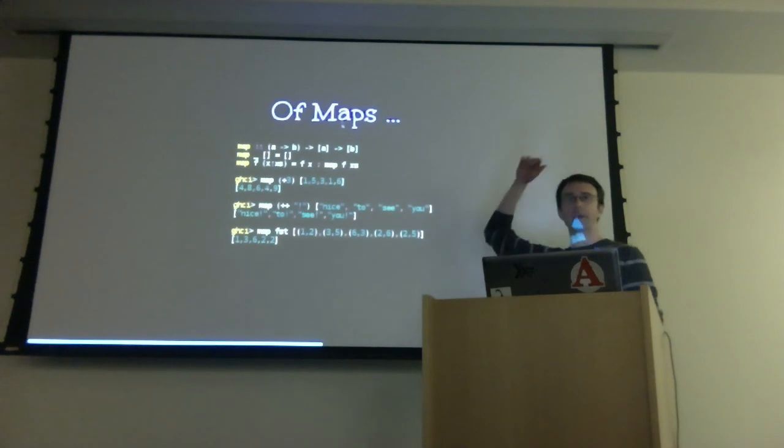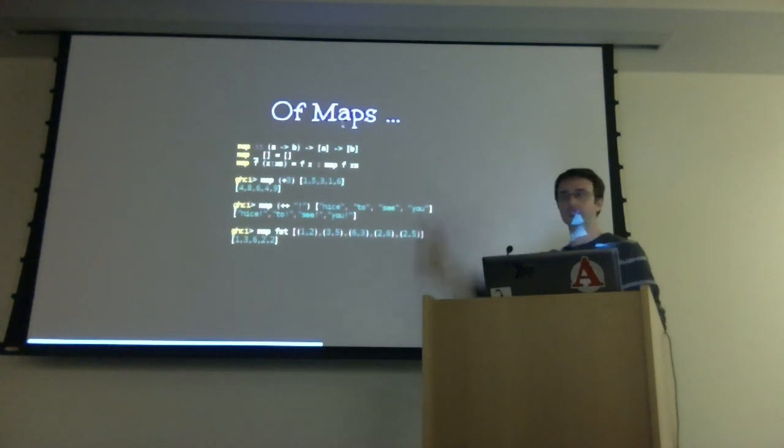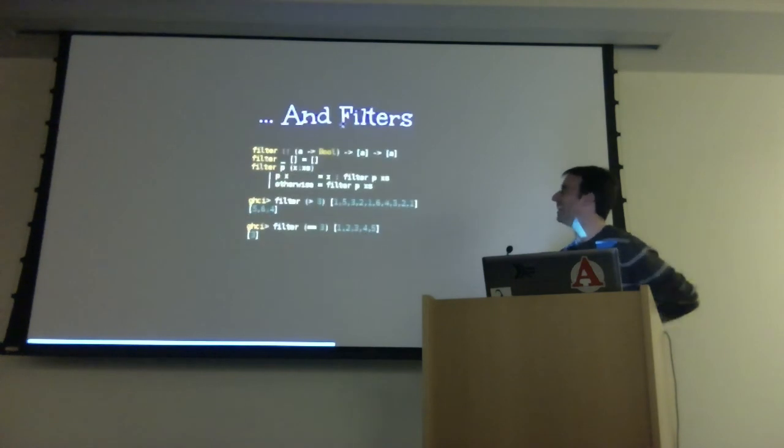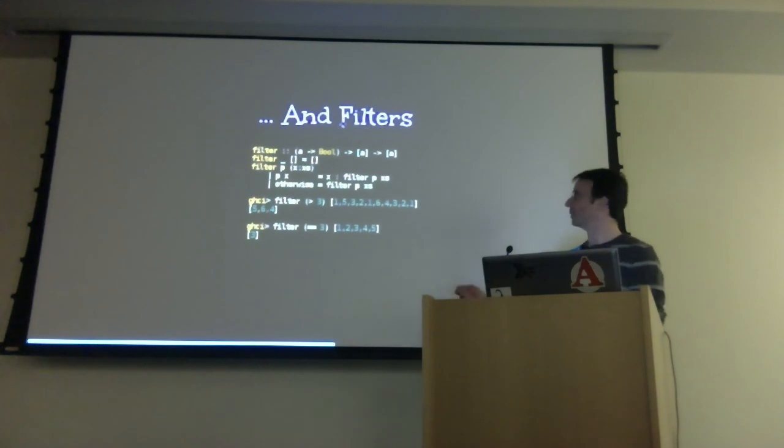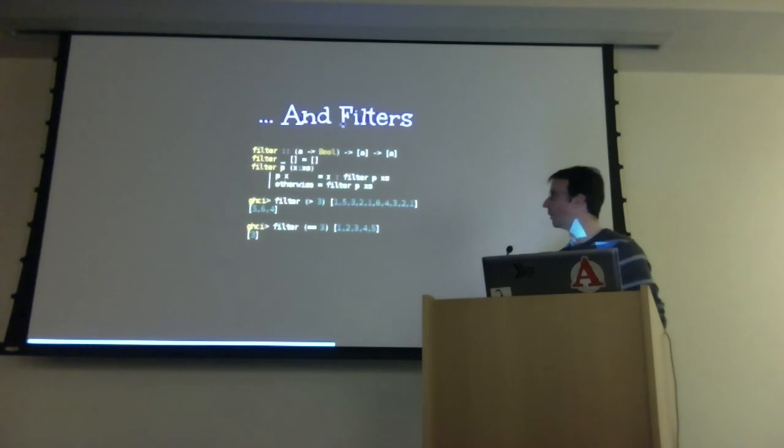Most people have probably seen map by now. I think even Java has it. Yep. All right, and filter. Similarly, filter takes a predicate and a list, and filters out the things that satisfy the predicate. There are some examples. We can talk about that.